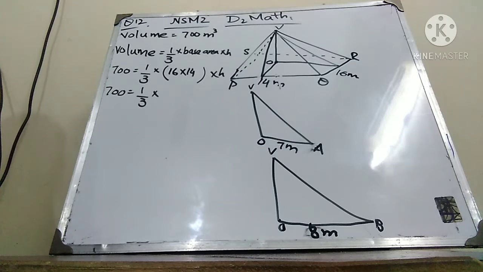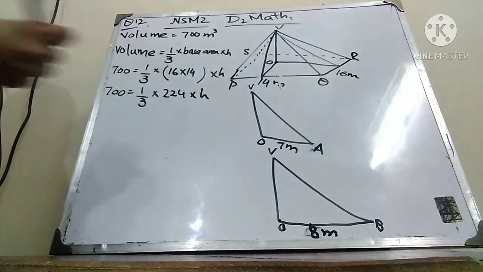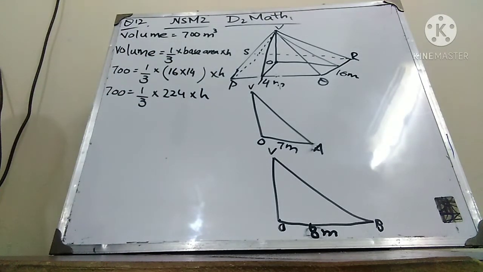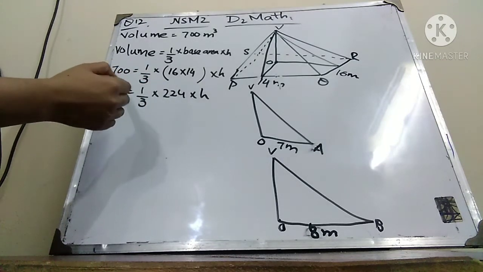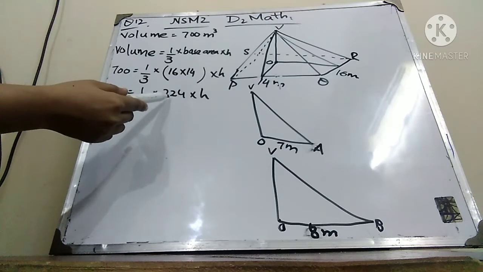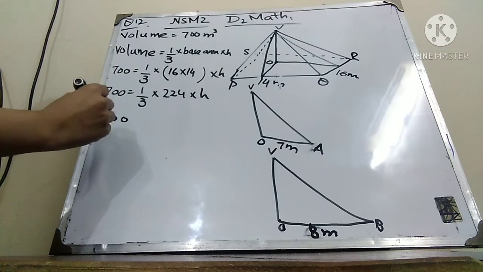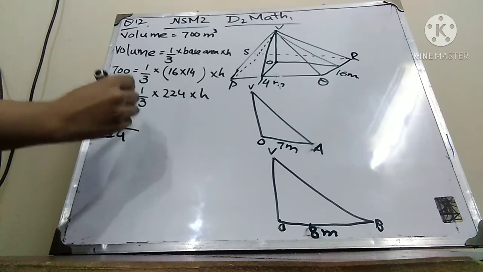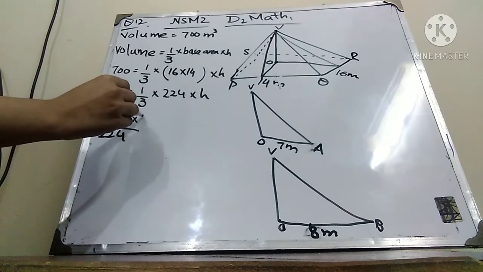16 multiplied by 14 will be equal to 224, multiplied by height. So students, here you can see that this is 224 over 3 multiplied by height. We have to find the height, so we'll move these two things to this side. Here you can see that 224 is multiplying with height. When it comes to this side, it will divide. And this 3 is dividing over here. When it comes to this side, it will multiply with 700.